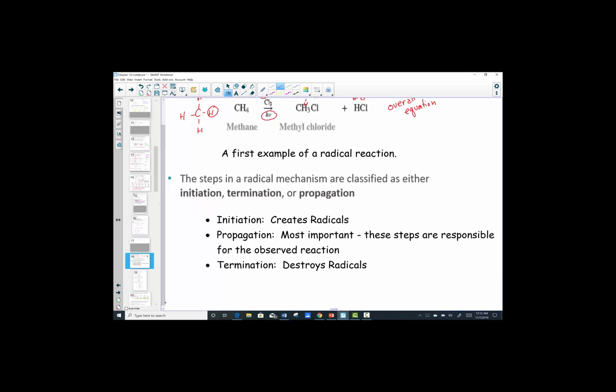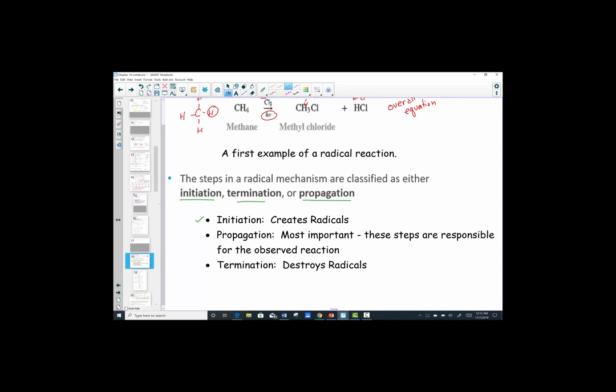Well, these steps in a radical mechanism take place in three categories. 3 different steps are always involved in this mechanism. We need to initiate the radicals. We then propagate to create the desired products, and then we terminate, the last step, to get rid of the radicals. So that's the order.